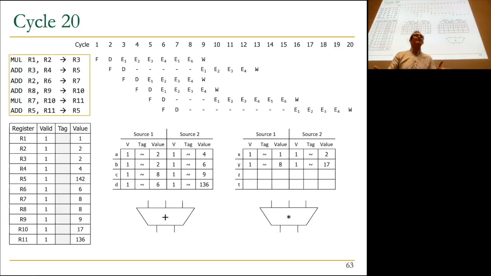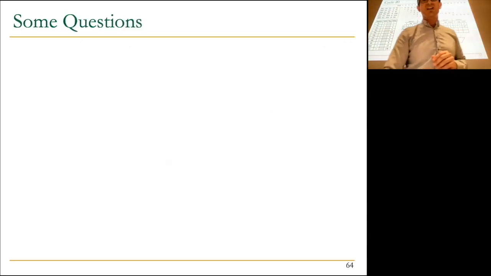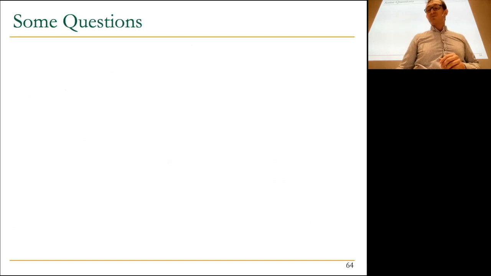Okay, so now you know how out-of-order execution works, right? It's not that complicated once you understand the concepts of renaming and value and dependence communication. Let me handle some questions here, and then we're going to take a break. Actually, we should probably take a break. But let me cover these questions very quickly.